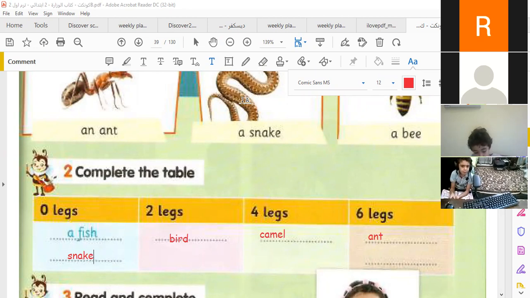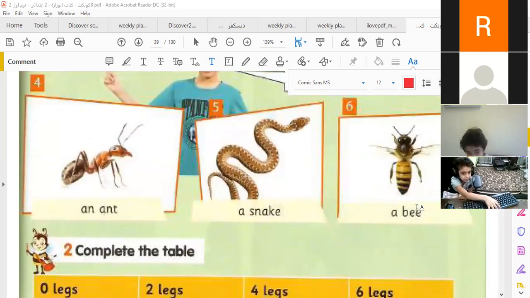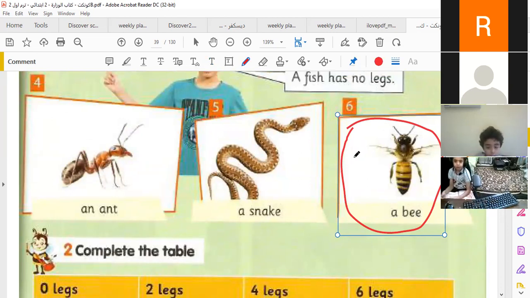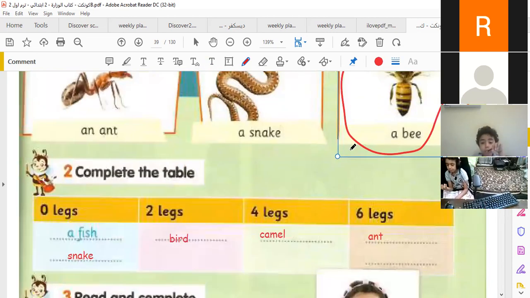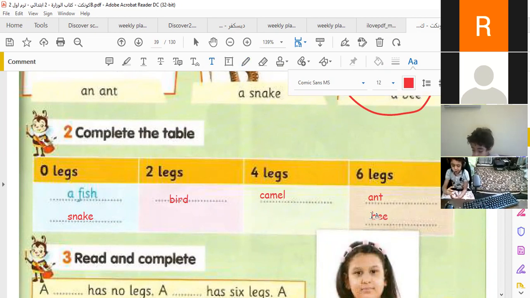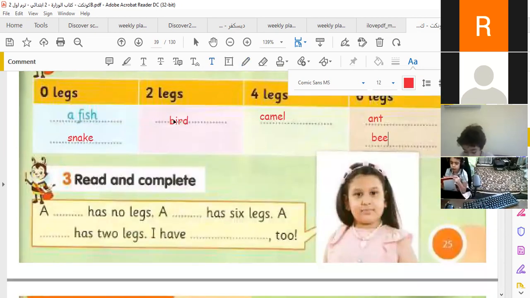Yahya Fakhr Eddin. Okay, Mr. Okay, Yahya. What is this? What is this, Yahya, number six? Bee. Excellent, Yahya. How many legs does the bee have? Six. Excellent. So at six legs, students, we write bee. Thank you, Yahya.